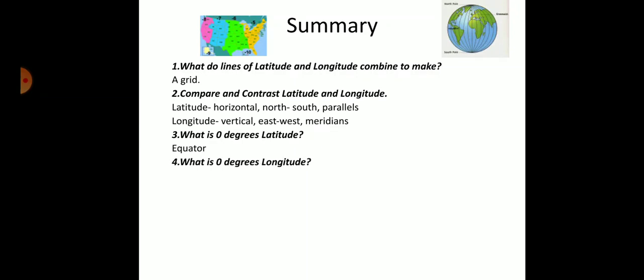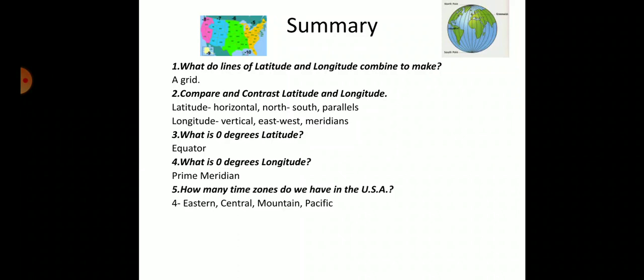Number 4. What is 0 degrees in longitude? If in latitude we call it equator, how about in longitude? It's prime meridian, correct? Very good. Next, how many time zones do we have in the United States of America? What are the 4 time zones? Yes, we have Eastern, Central, Mountain, and Pacific.